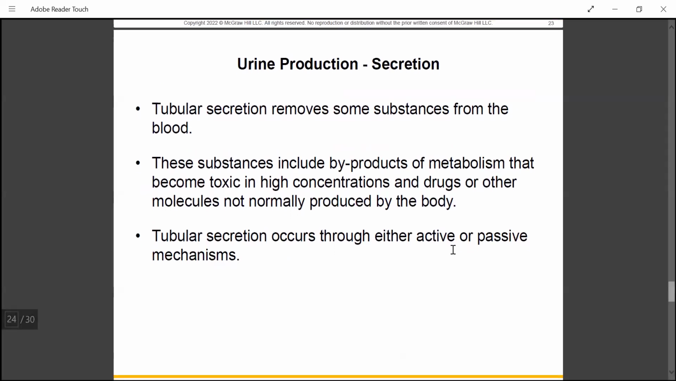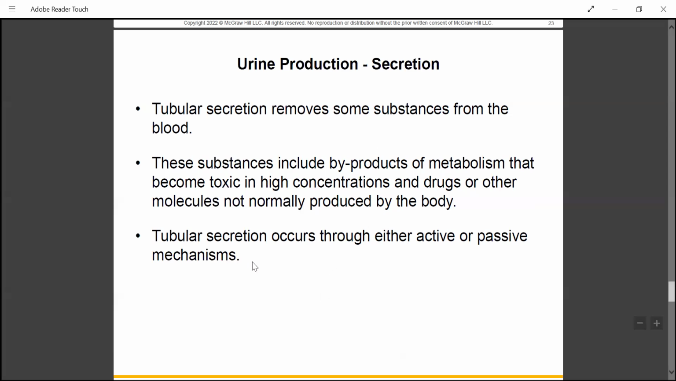Secretion itself is when we're going to remove some additional substances from the blood. Most of these are byproducts of our metabolism. So remember we said we use oxygen and glucose to make ATP. One of the byproducts we talked about was carbon dioxide, but we have a few other byproducts like uric acid, urea, creatine that are also going to be included.